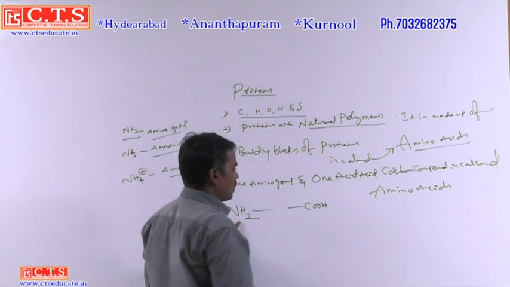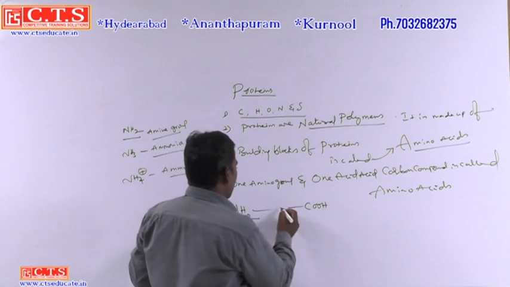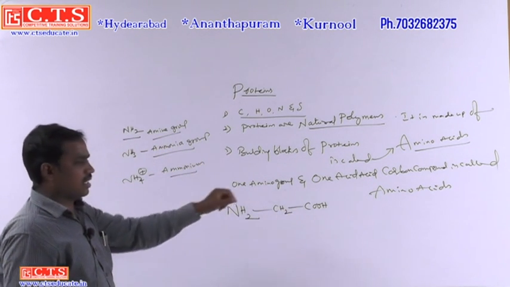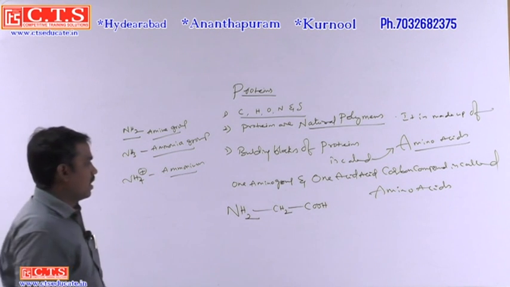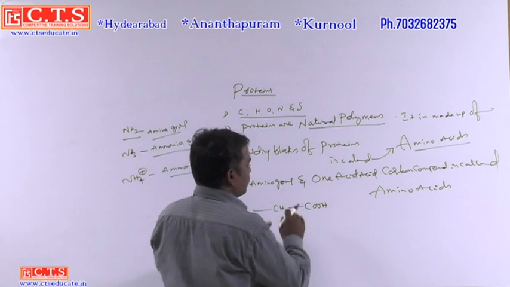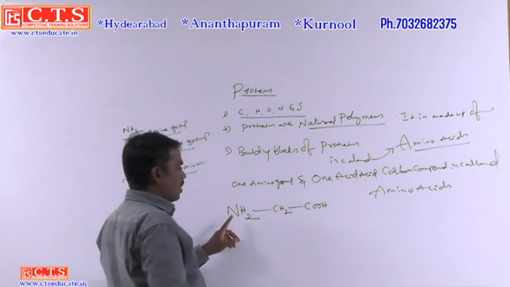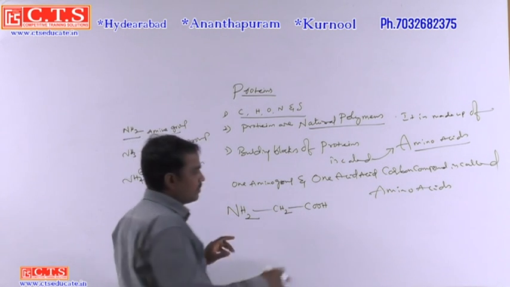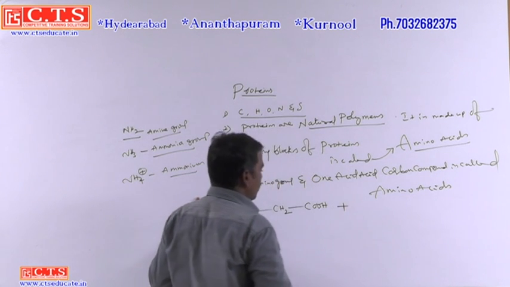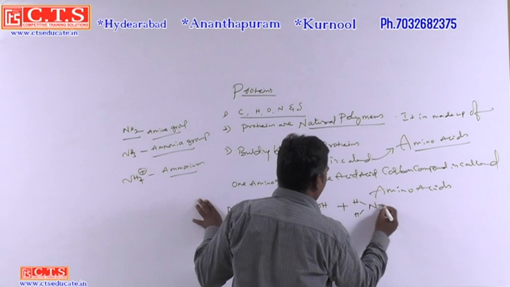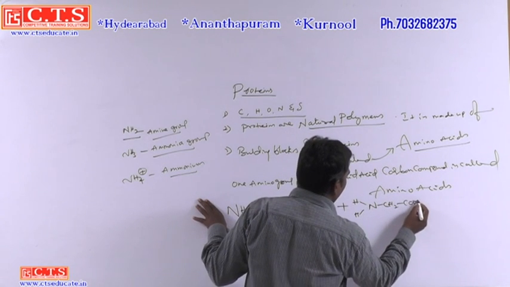The organic acid group, COOH, is connected to the carbon compound. This is the amino acid. One mole of amino acid reacts with another mole of amino acid.